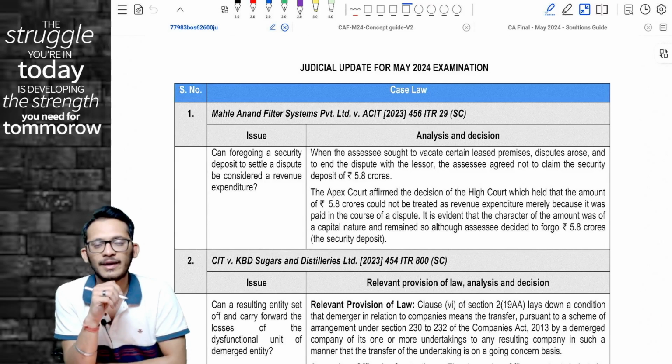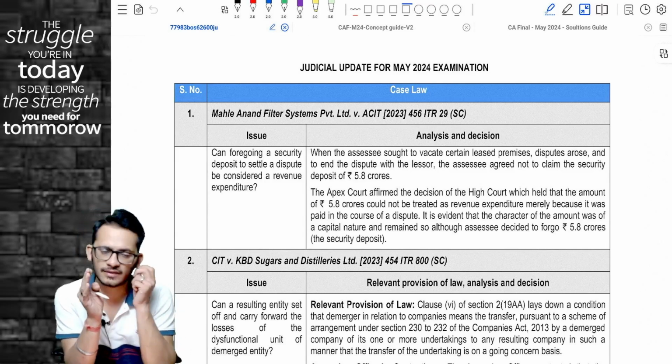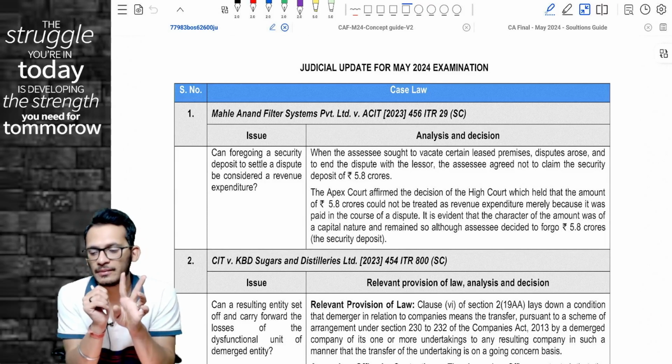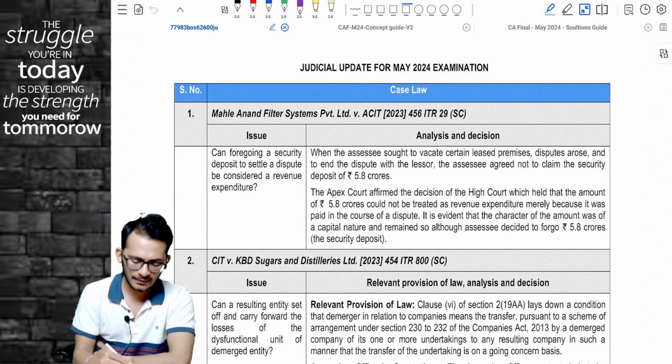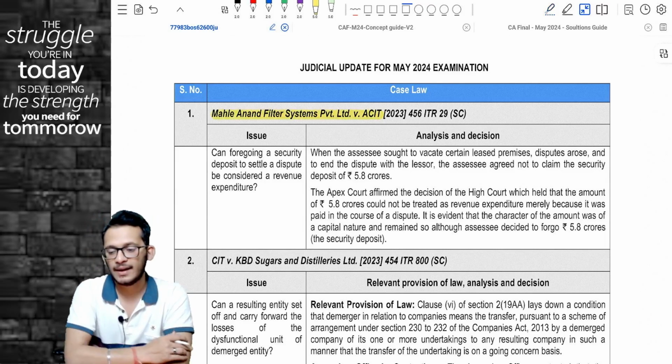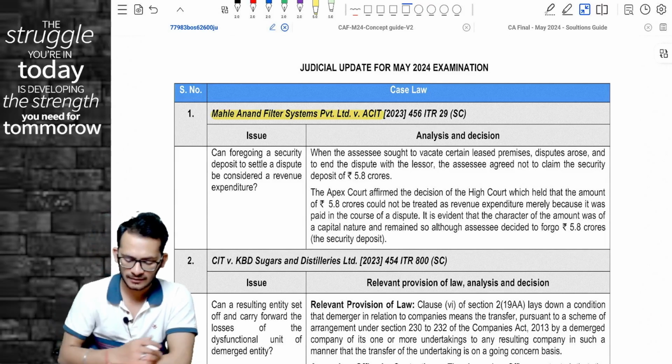Now Rahul, from an exam perspective, do you have to remember this? The answer is no. ICAI does not expect you to remember citation numbers and everything. It is enough if you remember 2 things. One, obviously the name of the case law, which means the parties involved. In our case, it is Mahile Anand Filter Systems Private Limited versus ACIT.